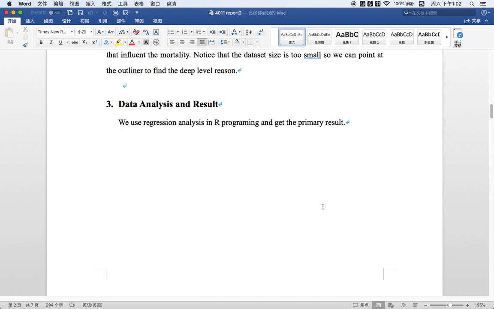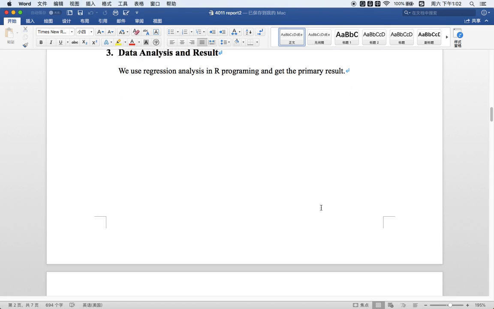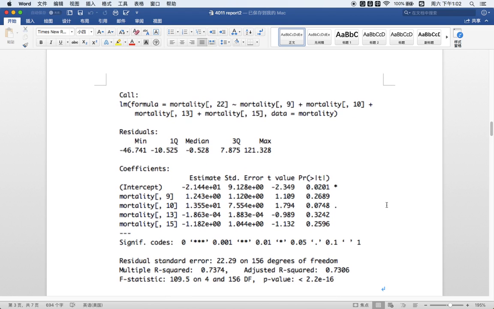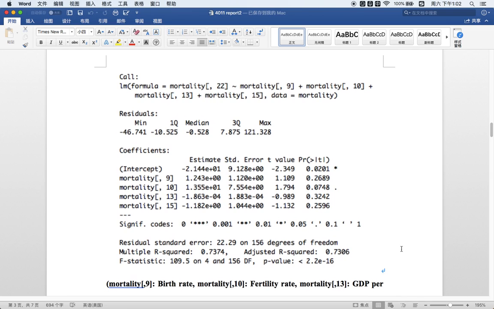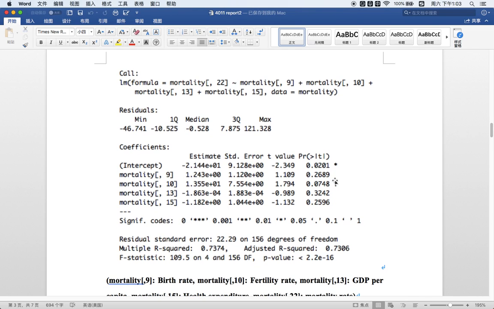Let us look at the R programming results. Here is the linear regression relationship between mortality rate and other factors. We can see that the R squared is large enough and the p-value of F is small enough, but looking at each factor, the t-value and the p-value of t seem not so small.